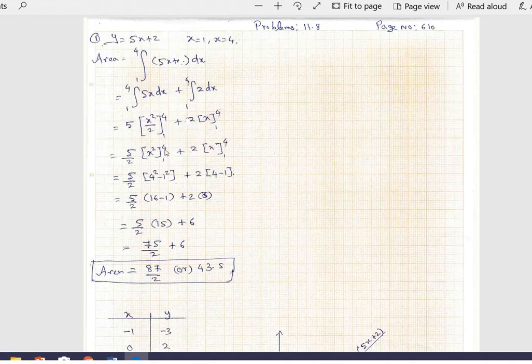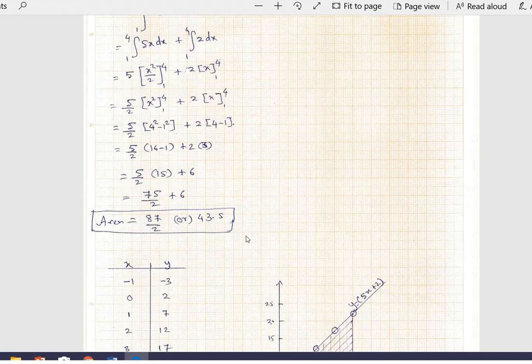Here I have taken 1 by 2 outside because it's a constant, with x square, and here it is x. So apply the upper limit minus the lower limit: 4 square minus 1 square, plus 2 into (4 minus 1). So 4 square is 16, 1 square is 1, and 4 minus 1 is 3. That gives 5 divided by 2 into 15, plus 6, which is 75 by 2 plus 6, 87 by 2. When you use a calculator, you get a value of 43.5.